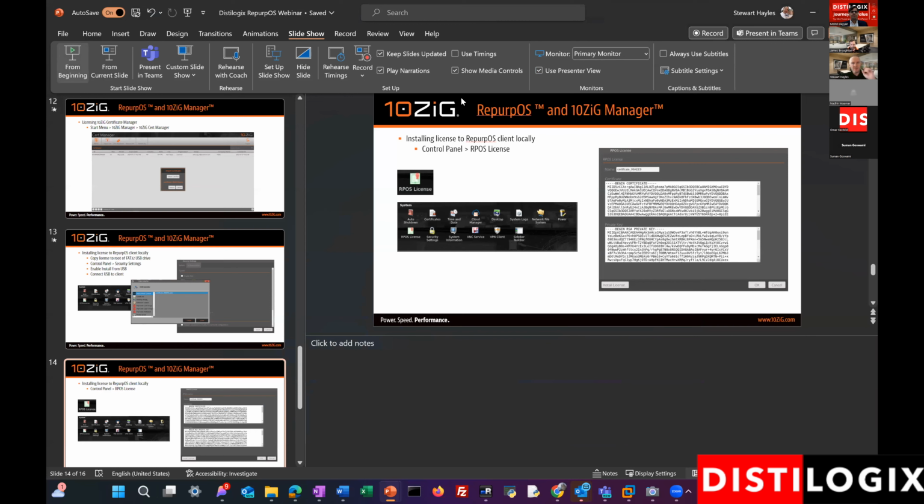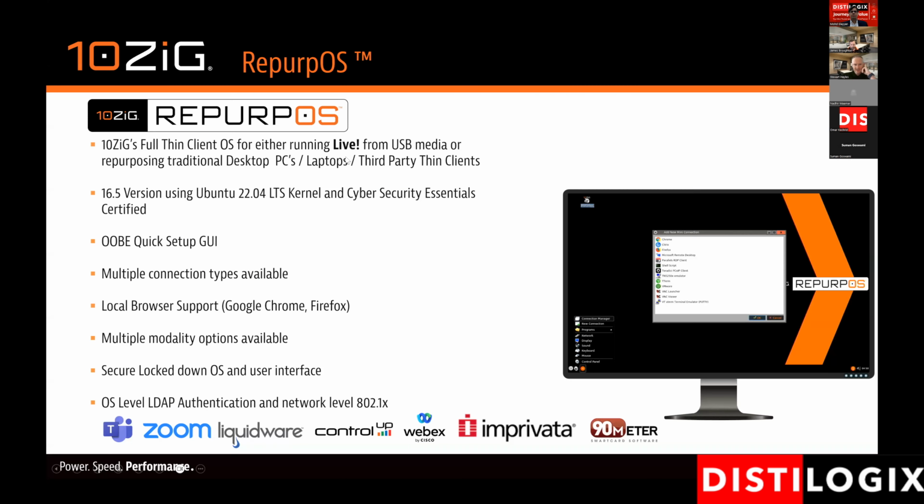So just to give a little bit more detail about the RepurpOS specifically. As James has already mentioned some of these items already, obviously you can use RepurpOS live from a USB drive if you wanted to, just by plugging it into a third-party device and booting from that USB media. But then you can also have the ability to install the operating system onto that device and run it locally as well if you want to.